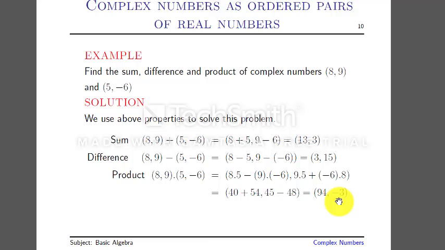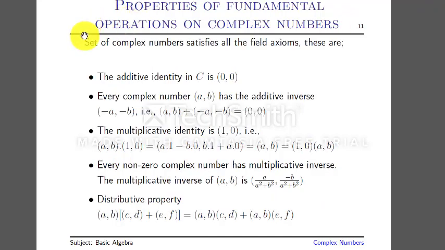Real part can be positive, negative, but it should be real numbers. So this is a real number. This is a real number. Here are three complex numbers, real and imaginary parts, and all three are real numbers. The set of complex numbers satisfies all the field axioms, and these axioms are given below.